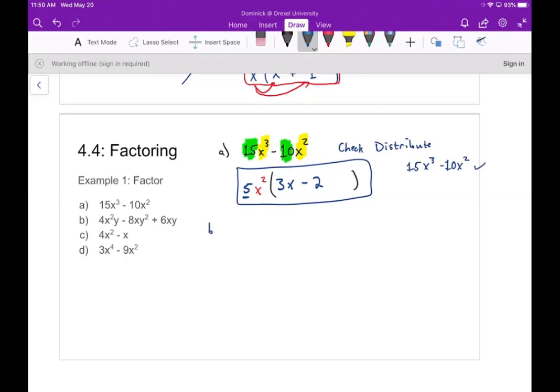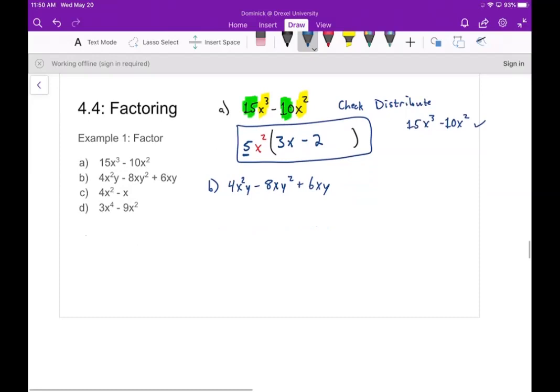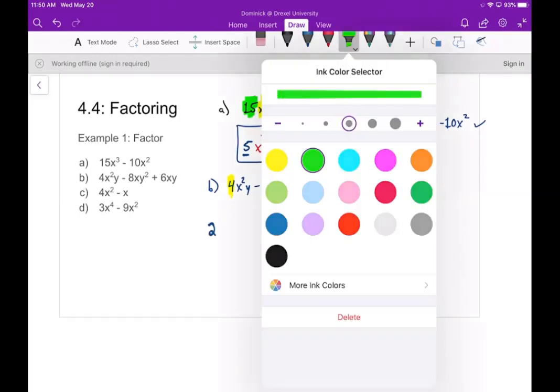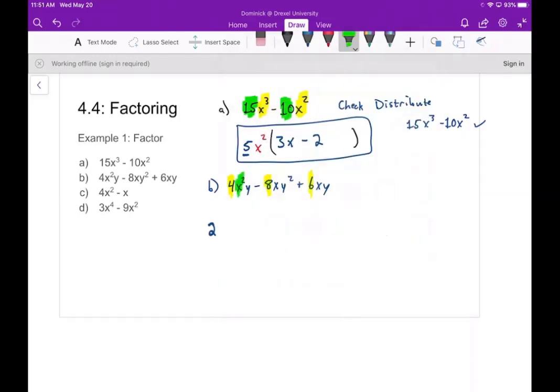Okay, let's look at part B. In part B, we have 4x squared times y minus 8xy squared plus 6xy. Okay, so one piece at a time. Let's look at our numbers out front. We have a 4, an 8, and a 6. So it looks like I could take a 2 out of all of those. Then I have x squared, x, and x. So it looks like the best I can do there is just an x. Let's maybe use a different color.